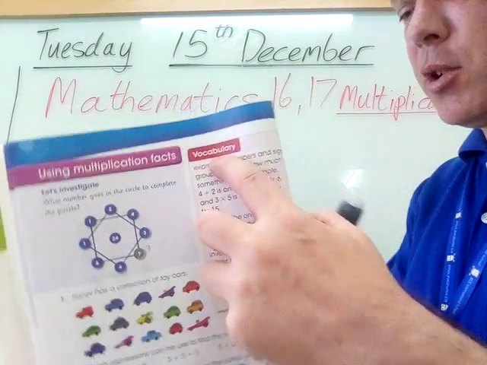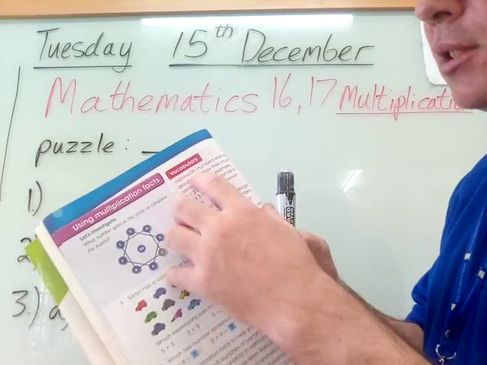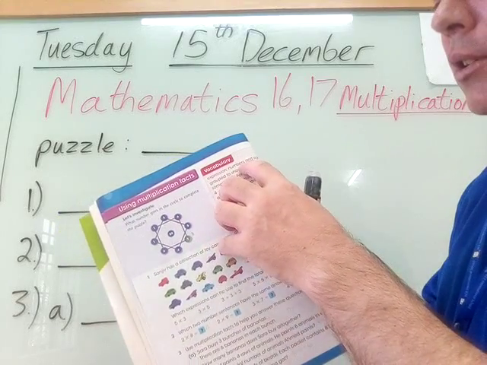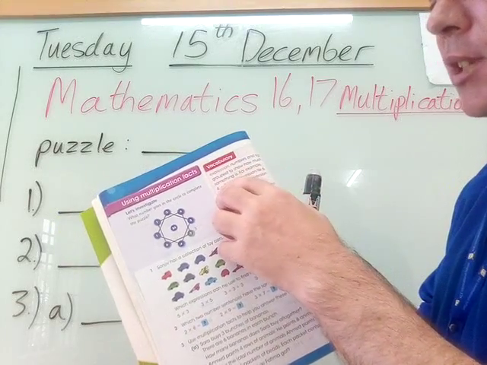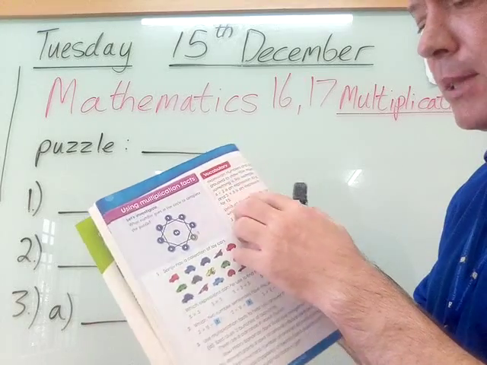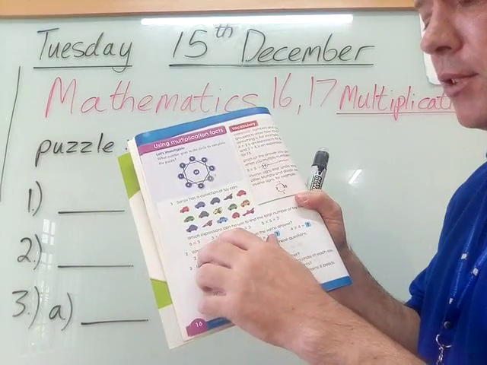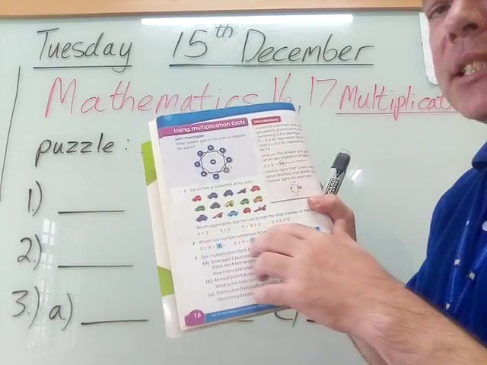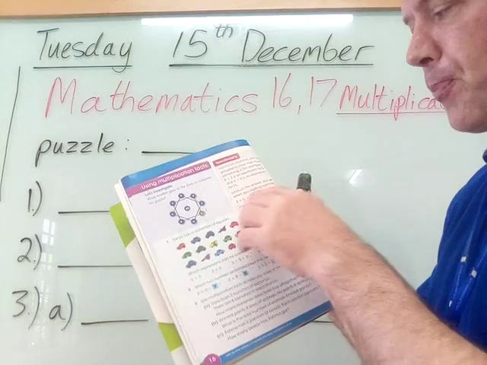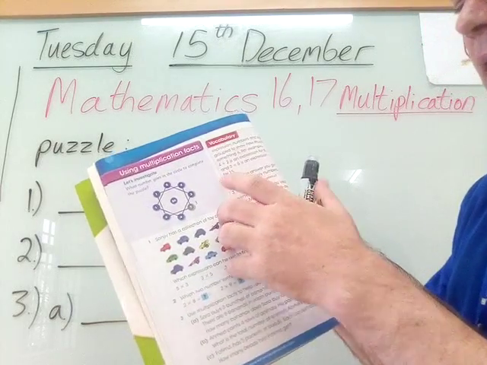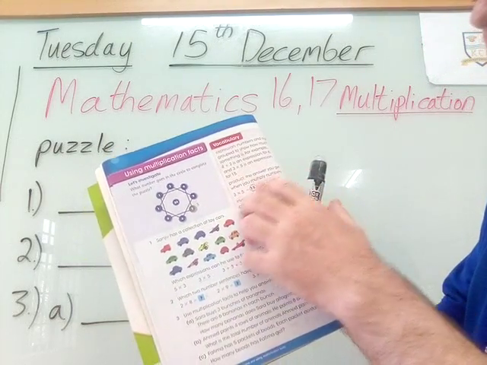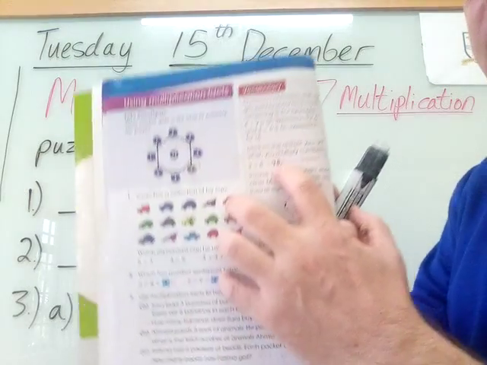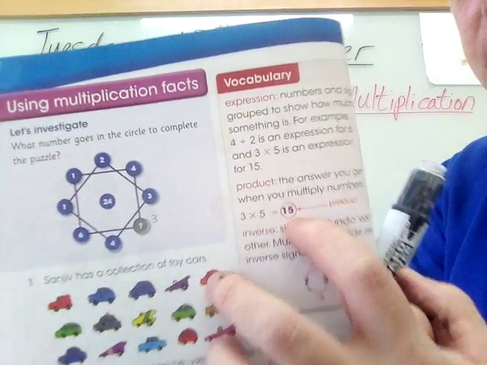So vocabulary, you have expression, product, inverse. Expression: numbers and signs grouped to show how much something is. Alright, so you've got some examples. So 5 times 3, 3 times 5, 3 plus 3 plus 3, 5 times 5 times 5. These are expressions. Okay? Product is kind of like the answer, right? The answer you get when you multiply numbers. 3 times 5, the product is 15, right?